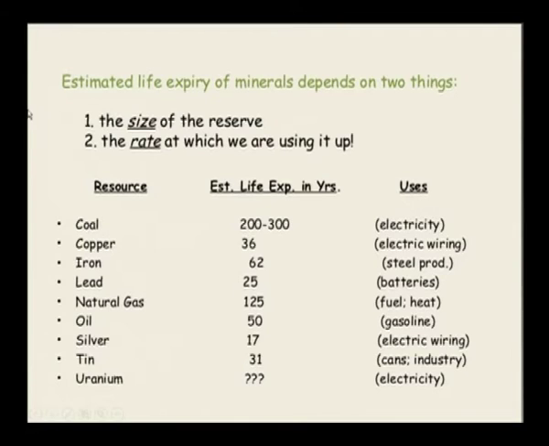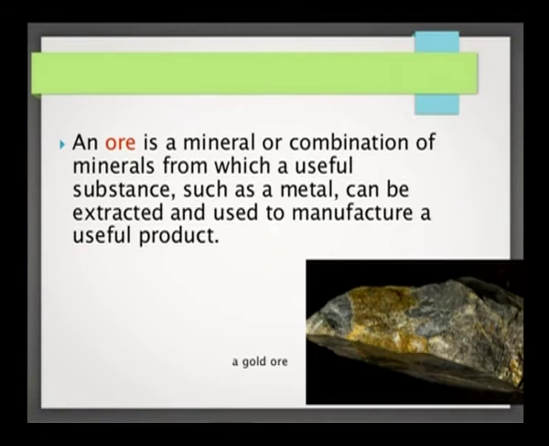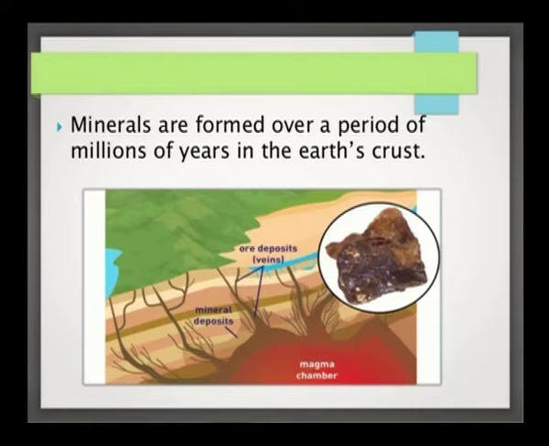So, if you actually look at our coal reserve, its estimated life is 200 to 300 years and our main use is electricity. But if you look at it, there are some which are going: tin, for example, has an estimated expiry in about 31 years, lead in about 25 years and oil, which is most depressing, is 50 years, which is our main consumption. An ore is a mineral or combination of minerals from which a useful substance such as a metal can be extracted and then further used to manufacture a useful product. This is a sample of a gold ore that you see here. Minerals are formed over a period of millions of years in the earth's crust.